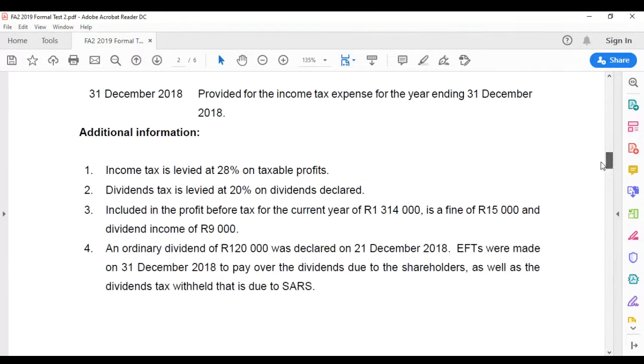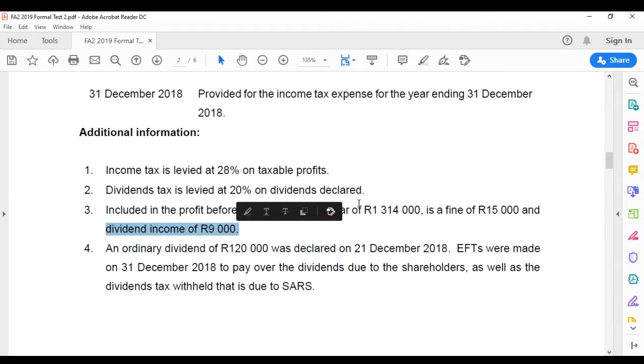If I can just find it. There we go. They said included in the profit before tax for the current year. So the profit before tax for the current year was 1,314,000. So in our tax calculation, we started with that. Then we added that fine back. And then we deducted the dividend income. Remember, that was our tax calculation.